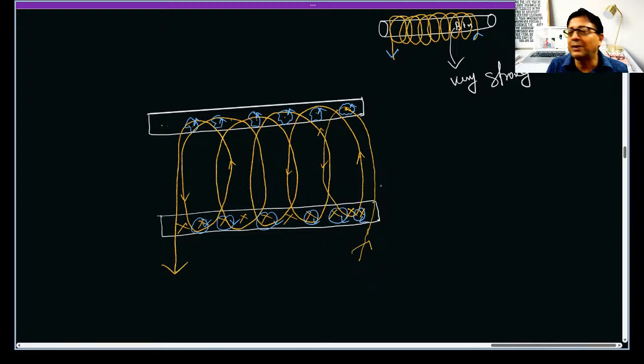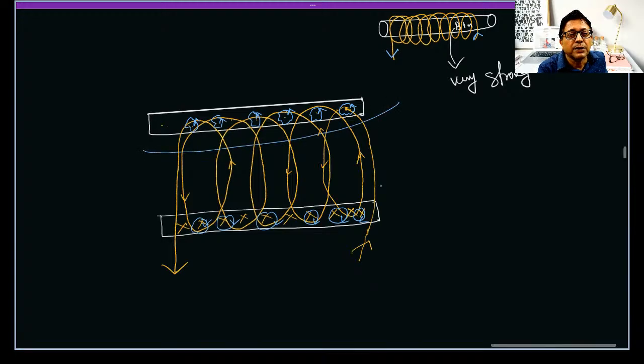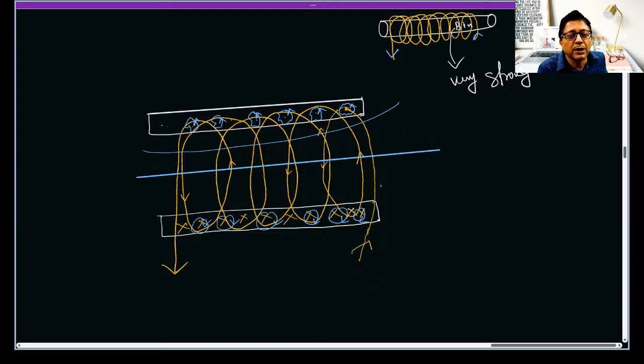Currents are entering, so it will be like this. Now, all these wires have magnetic field. So inside the solenoid, what is happening? Magnetic field lines are going this way, or going this way. Am I clear? Why the deviation like this, you understood?